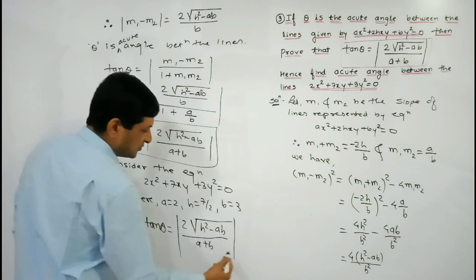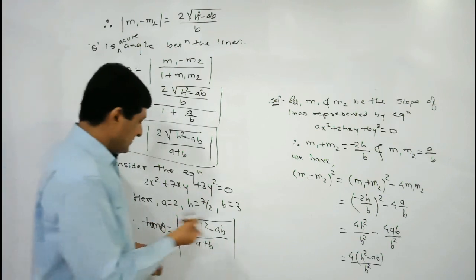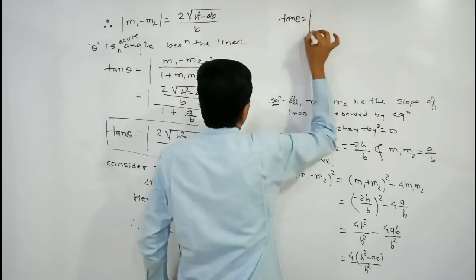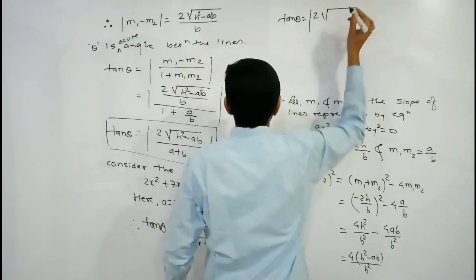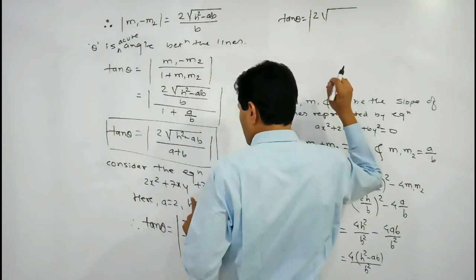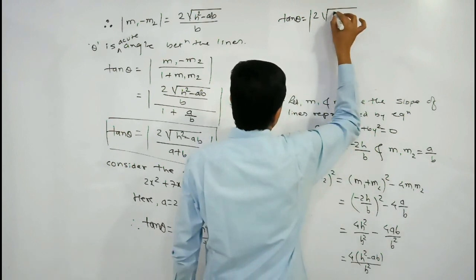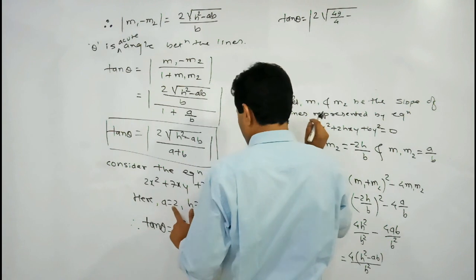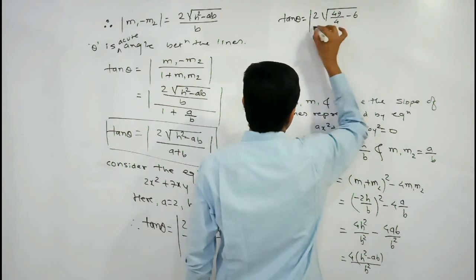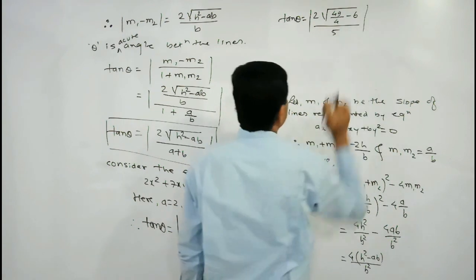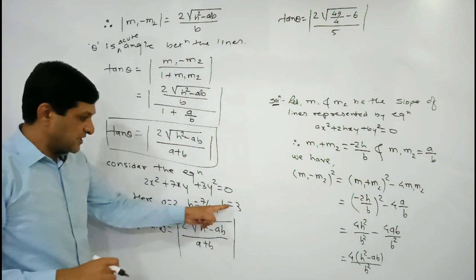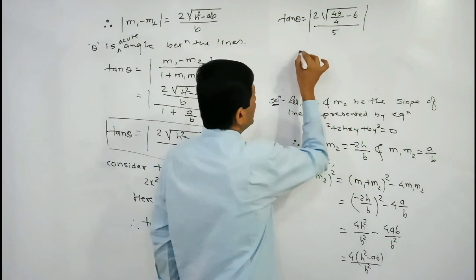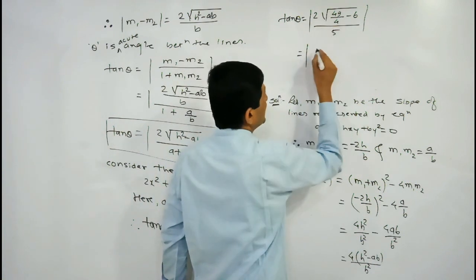Now let us substitute the values in this formula. See what we will get here. Tan theta is equal to mod of 2 under root h. What is the value of h here? 7 by 2, so its square is 49 upon 4, minus ab, which means 2 into 3 equals 6, upon a plus b, which equals 5. We have just substituted the values of a, h and b in this formula. The remaining part is simplification. So here we get 2 by 5, keep it as it is.